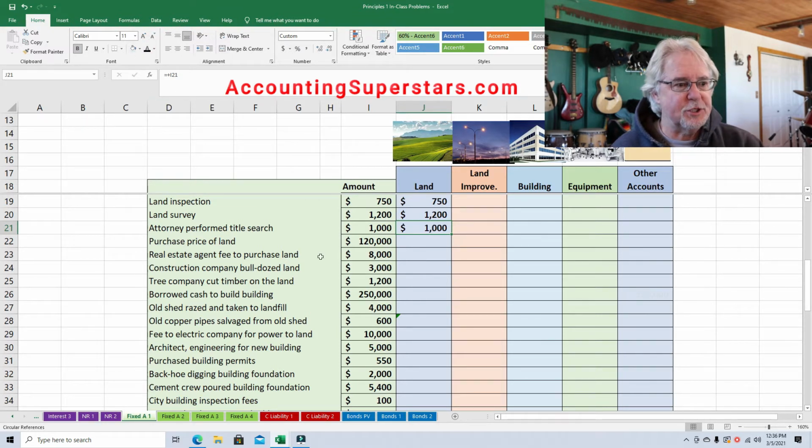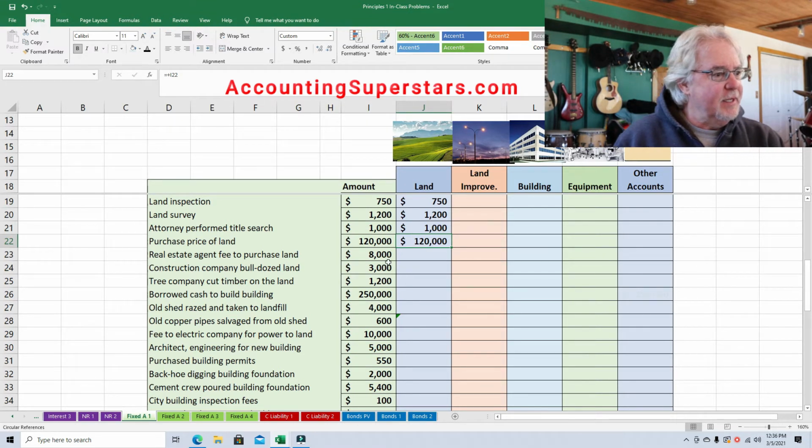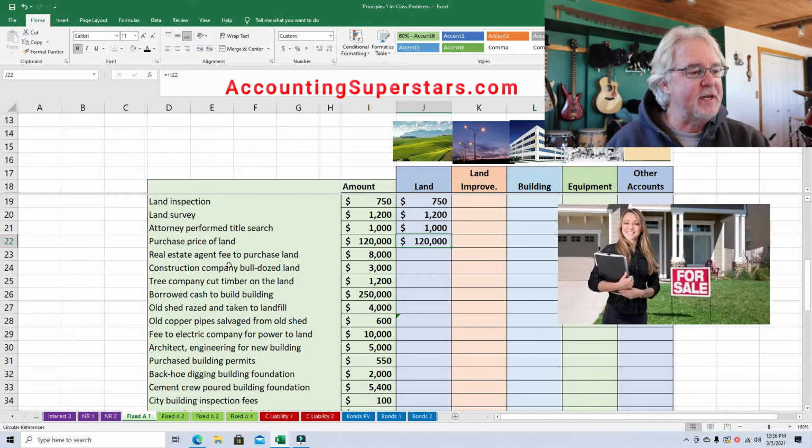And here's the purchase price of the land. So you can see this purchase price ends up being a little bit more than $120,000. That typically happens quite often. So, real estate agent fee to purchase the land, can't forget that. Real estate agents are important.